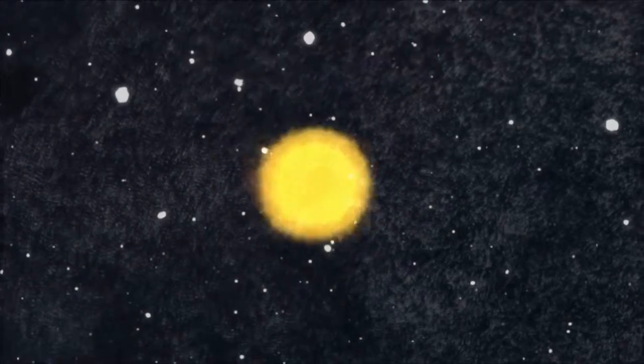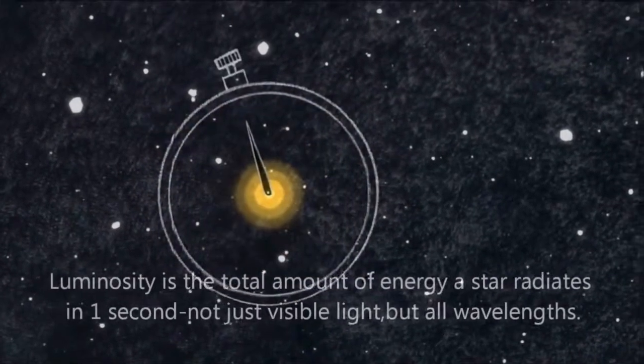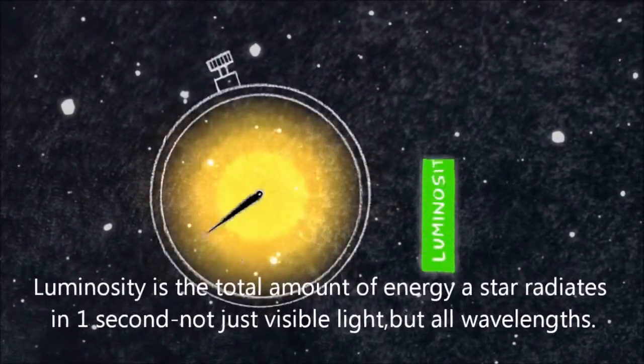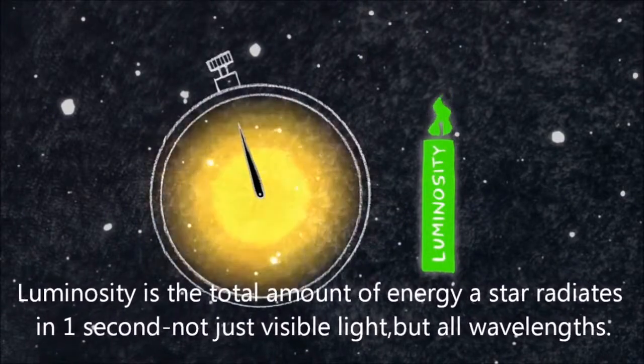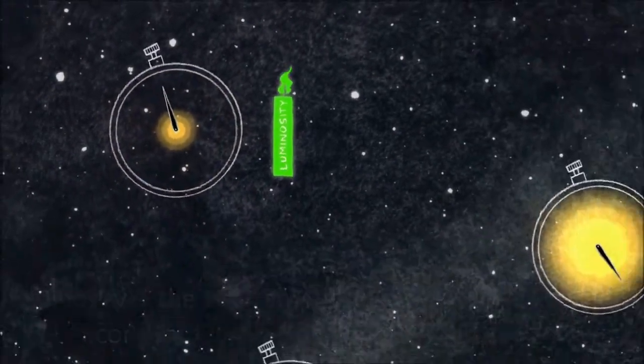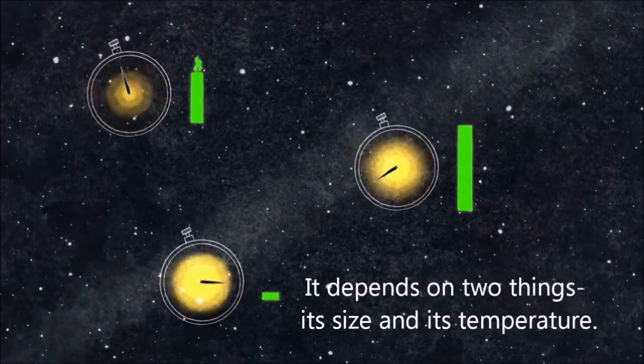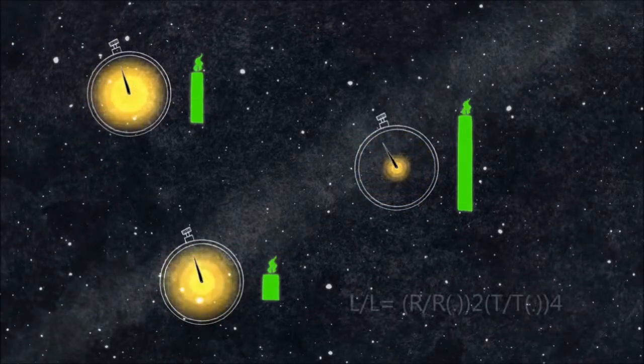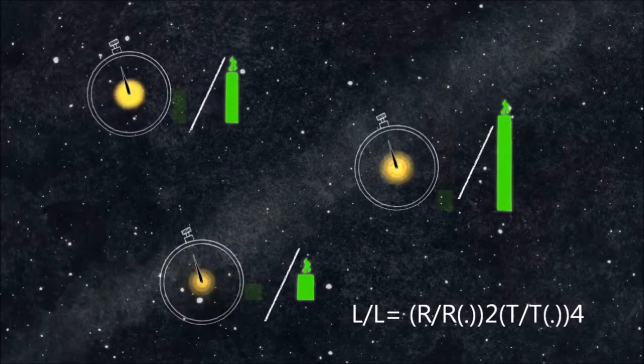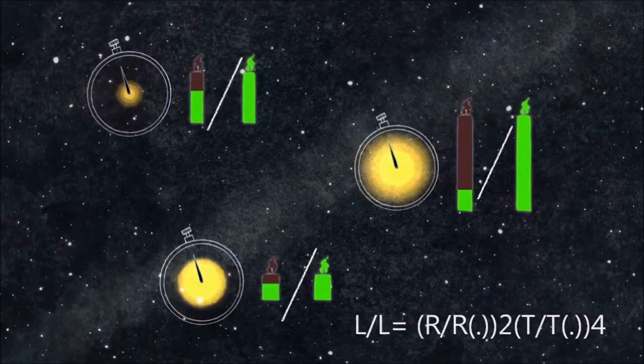So let's proceed to luminosity. Luminosity is the total amount of energy a star radiates in 1 second, not just visible light, but all wavelengths. It depends on two things, its size and its temperature. So the formula: luminosity equals radius squared times temperature.